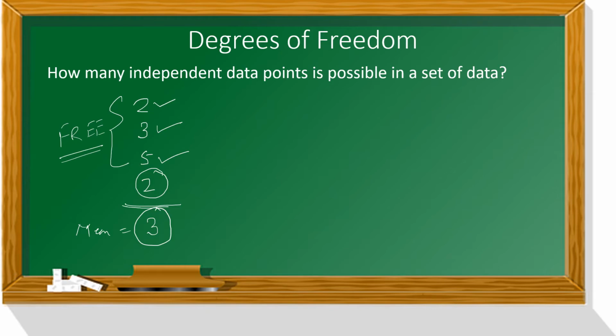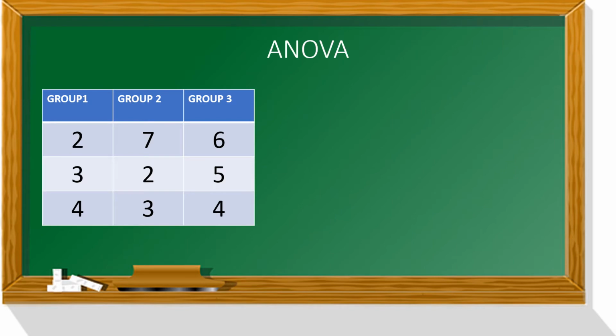Degrees of freedom is the number of independent data points possible in a set of data. I hope you have understood what degrees of freedom is. Okay, now let us start with the concept of ANOVA.